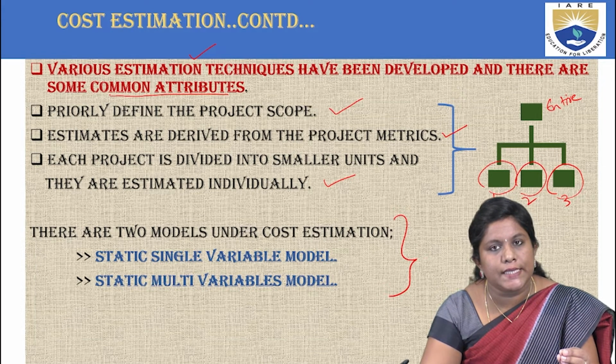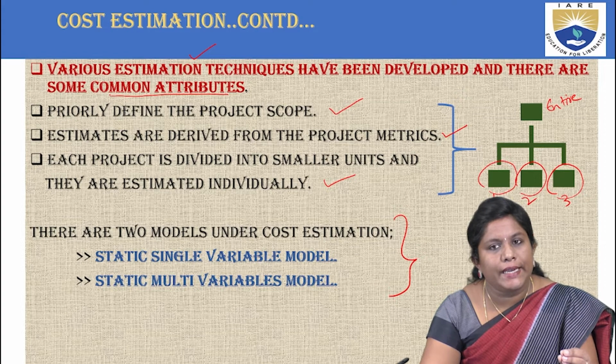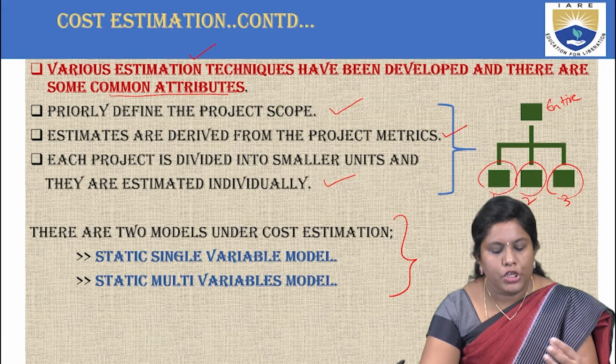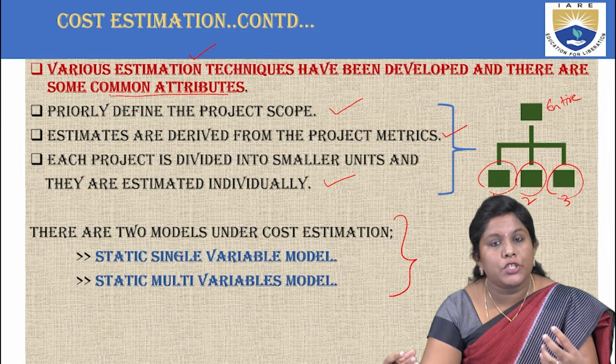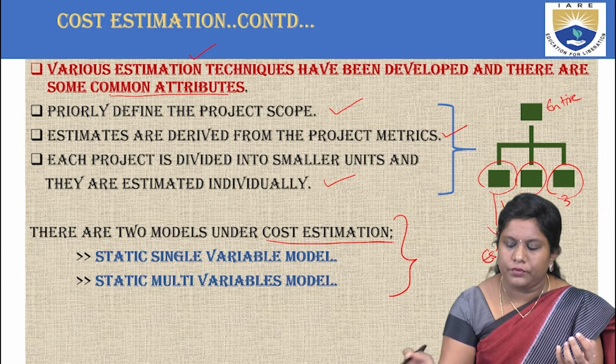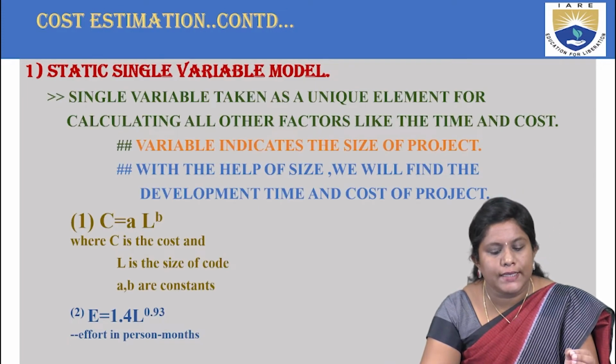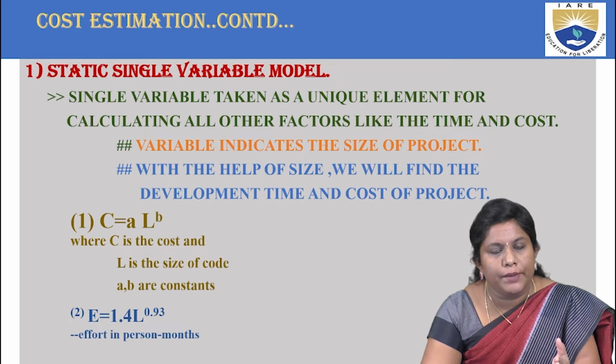Okay. Now, there are two models that come under cost estimation. The first one is the static single variable model. The second one is the static multivariable model. So these two things will help us to find out the cost estimation.